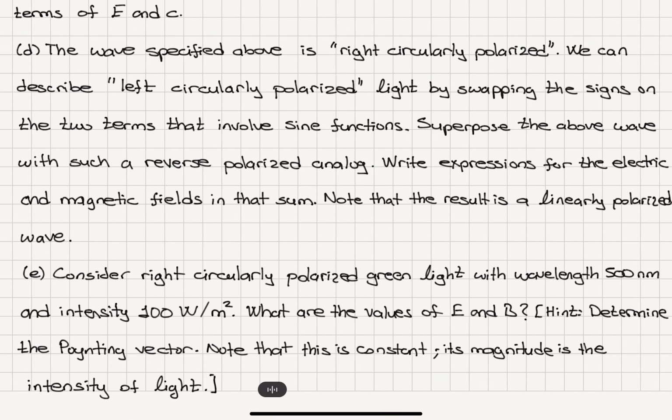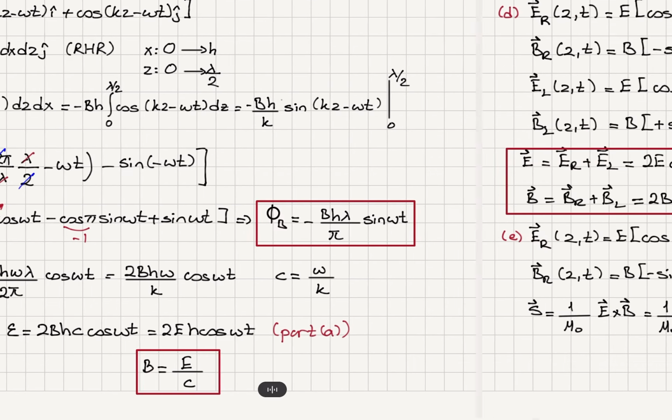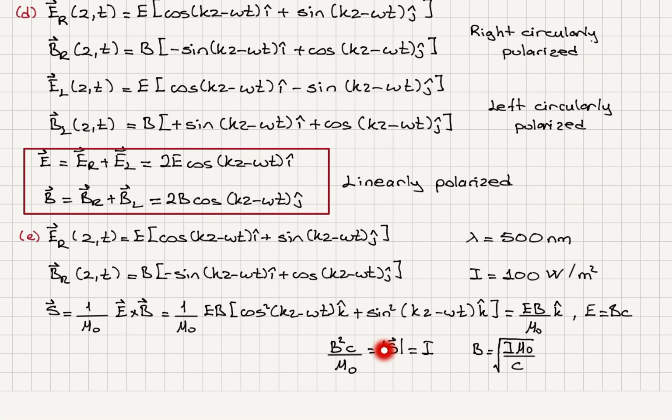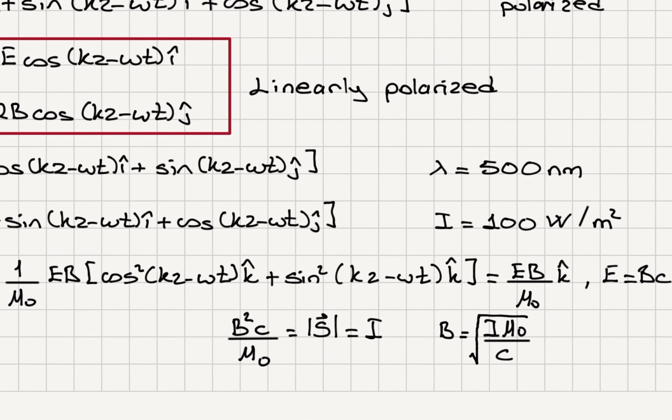Now, the magnitude of the Poynting vector is the intensity of light. That's what is mentioned here, so that's what I have done. But it's not the average in this case. We're talking about the actual intensity, not averaged. The electric field, on the other hand, because E is equal to BC, can be written as the square root of intensity mu 0 C.